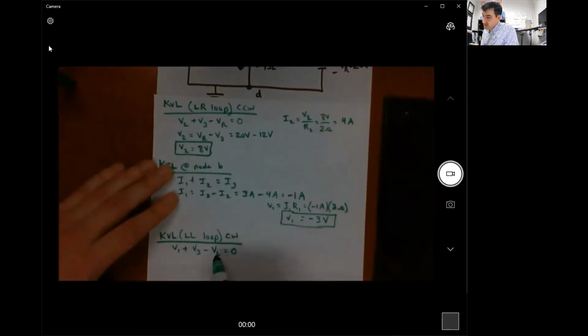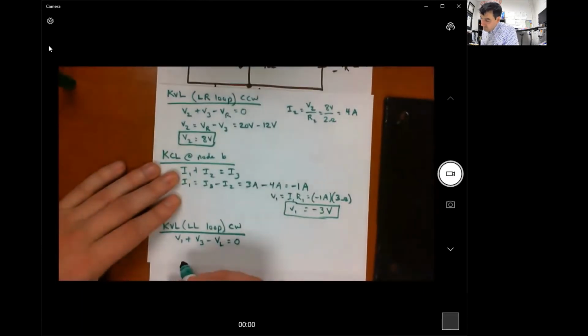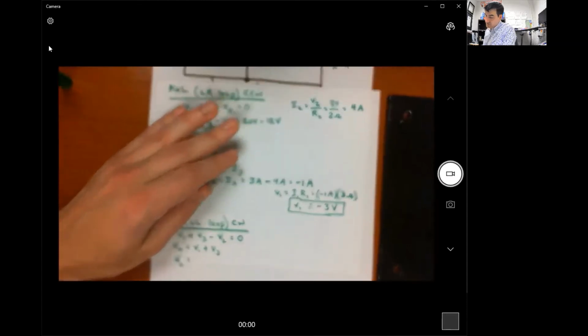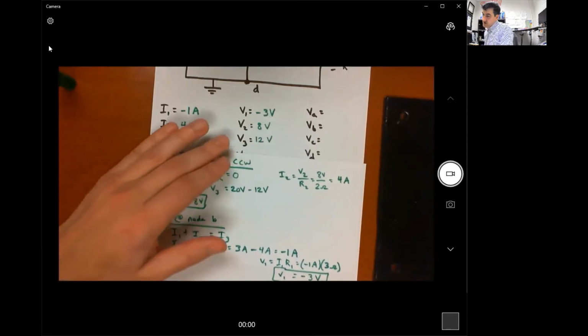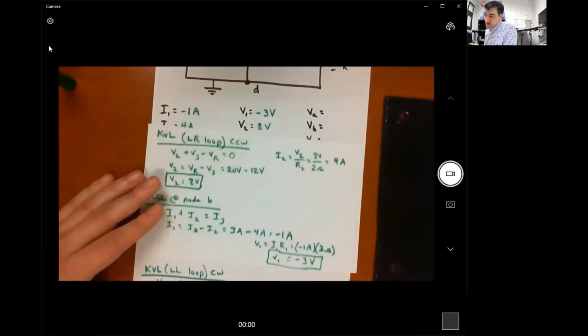And what am I trying to find here? VL. That's my unknown. So I bring that over to the other side of the equation, so it's by itself. So I get VL equals V1 plus V3. Now I can plug in numbers. V1 was -3 volts, plus V3 was 12 volts. And -3 volts plus 12 volts is 9 volts. So VL equals 9 volts. All right, so I can write that in.